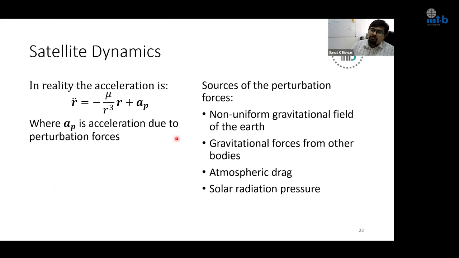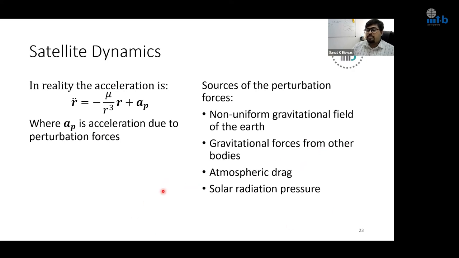Then we also have the gravitational forces from other bodies, from the sun and the moon. For Earth-bound satellites, we can consider only the sun and the moon. However, for interplanetary spacecraft, we have to consider the gravitational forces from other planets as well. Then we have atmospheric drag. You could say the satellites are fairly outside the atmosphere. It's not actually so; most low Earth orbit satellites are within the atmosphere range. So that creates a little bit of drag as well. If we are to be very precise, we have to include atmospheric drag as well as solar radiation pressure.